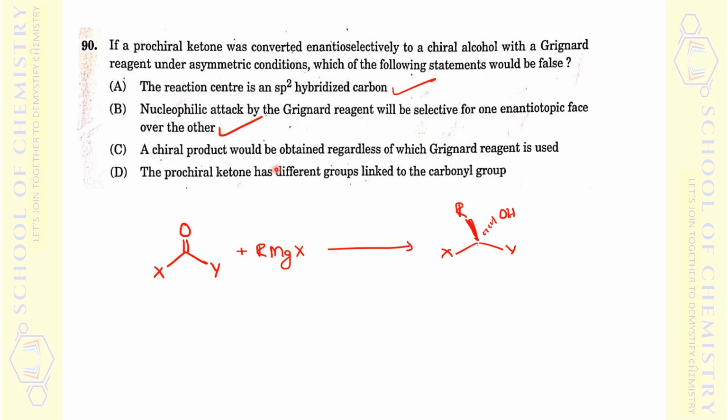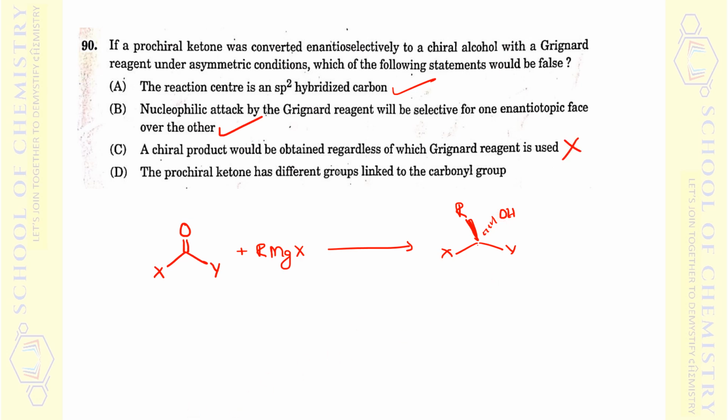C: a chiral product would be obtained regardless of which Grignard reagent is used. You should observe this statement carefully. Now we have X and Y and R here. If X, Y, R are different, then only you can expect that whichever product is formed will be chiral. Now if this R group is the same as X or Y, in that case this particular carbon atom will not be chiral. Say, for example, this R group is also Y. In that case this molecule will not be a chiral molecule, and a chiral alcohol cannot be obtained. So therefore option C is wrong.